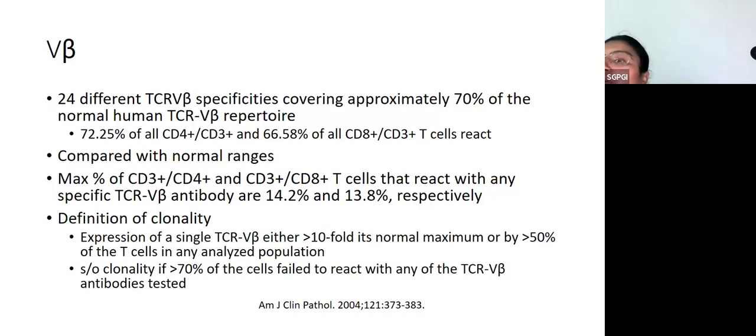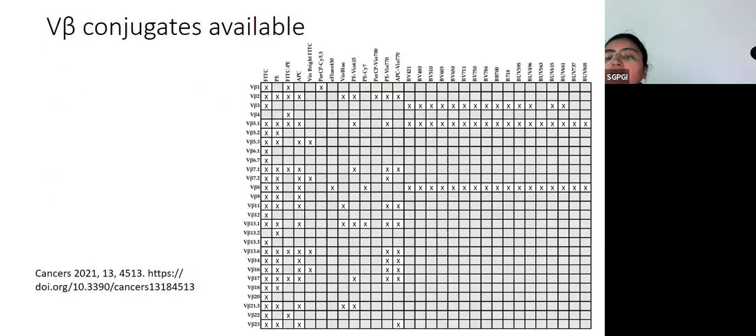abnormal. Now remember that V beta, even if you do everything, you don't cover 100% of the T cells. So the second point comes in here: if your 70% of cells or more fail to react with all these V beta antibodies, then also they are abnormal, because 70% of those should have reacted. But if they don't react, that in itself is an abnormality. So this is from one of the first papers on V beta repertoire.